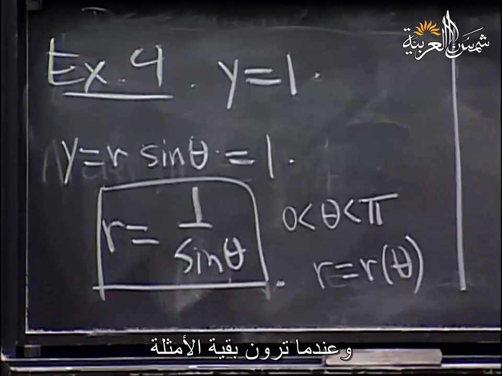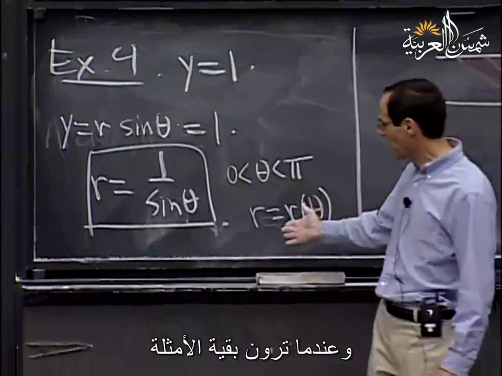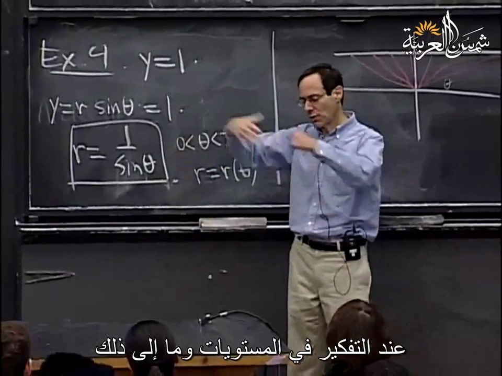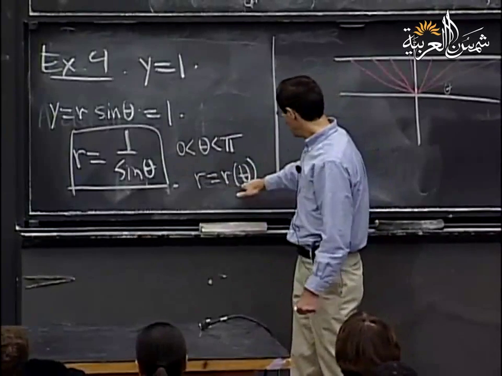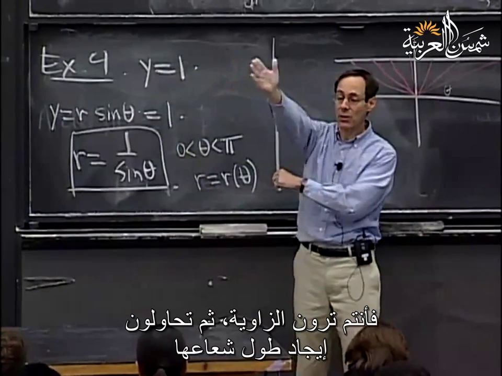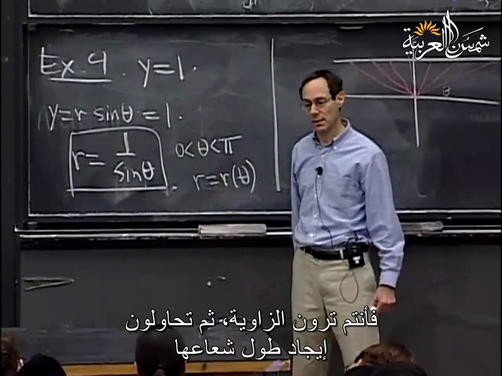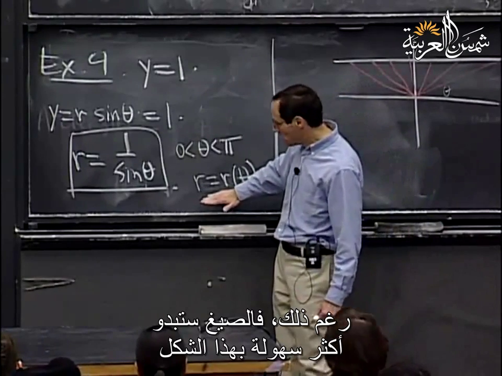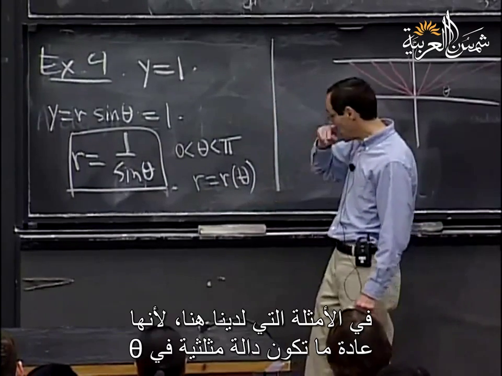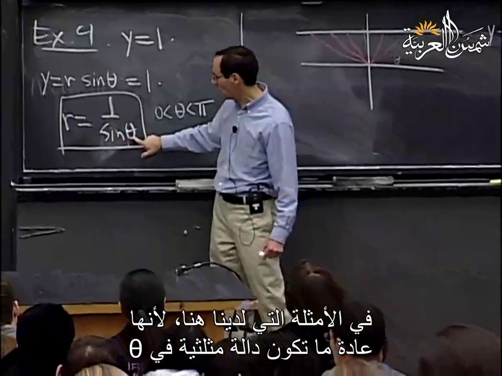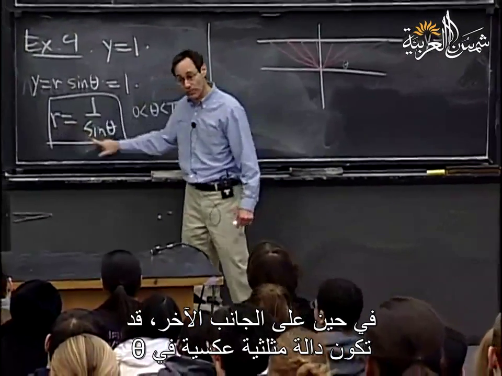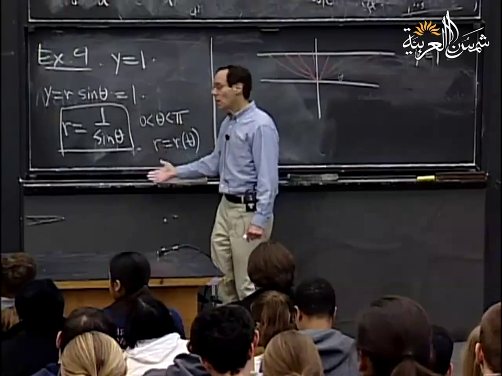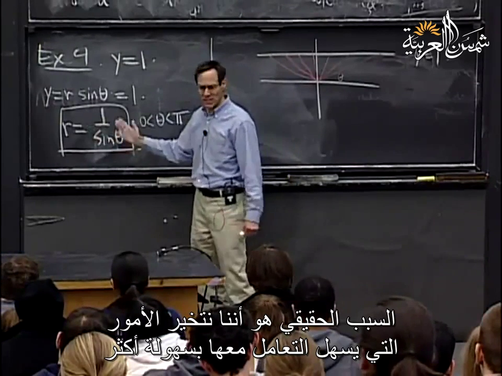As you'll see when we get to other examples, it's the traditional thing to do when you're thinking about observing a planet or something like that. You see the angle, and then you guess how far away it is. But it's not necessary. The formulas are often easier this way for the examples that we have, because it's usually a trig function of theta, whereas the other way it would be an inverse trig function. So it's an uglier expression. As you can see, the real reason is that we choose the thing that's easier to deal with.